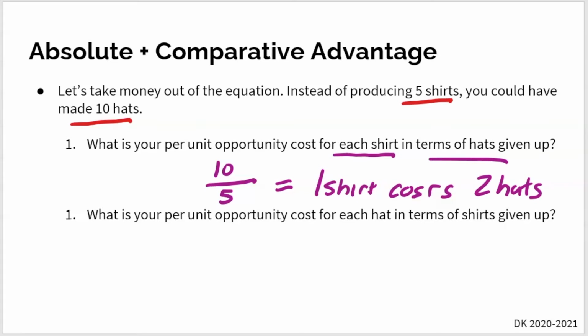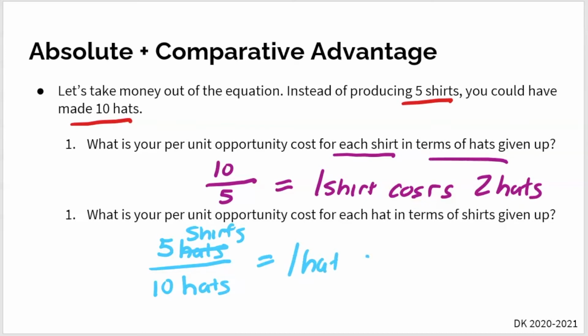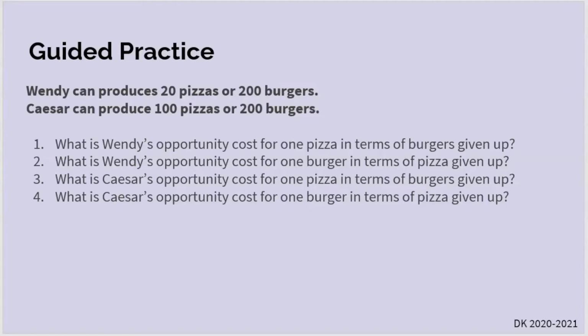And then if we move on to the other one, it's essentially the same question, but we're flipping it. So what are we giving up? Here we're giving up 5 shirts, and we're gaining 5 hats. So here, one hat is going to cost us 1/2 of a shirt. So pretty simple. And so here's the guided practice. Yet again, just take a moment, fill it in yourself. The answer is going to be in the notes section of the Google Slides.